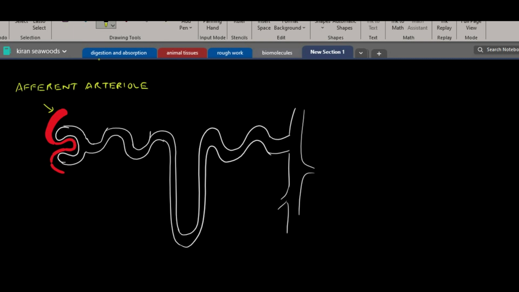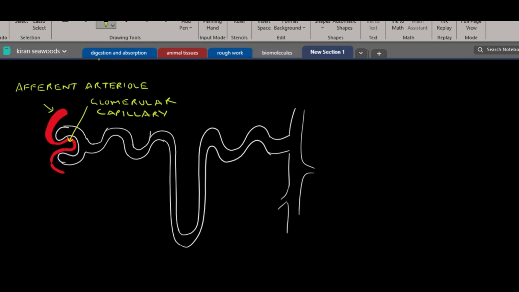Then it enters into that notch-like structure, which is referred to as the glomerular capillary. These capillaries have tremendous pressure which causes the filtration, and the blood gets filtered and then it enters into the capsular space. We will discuss this later.